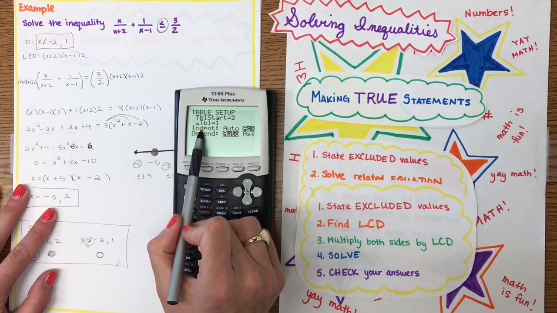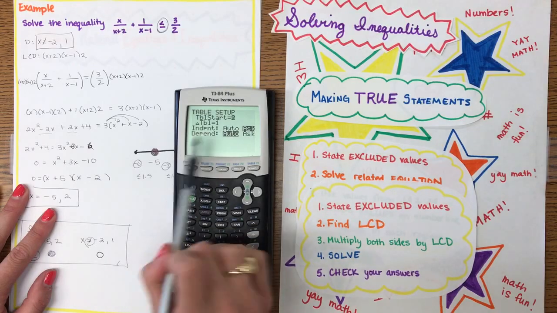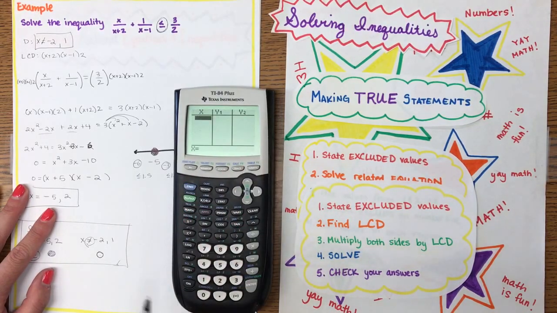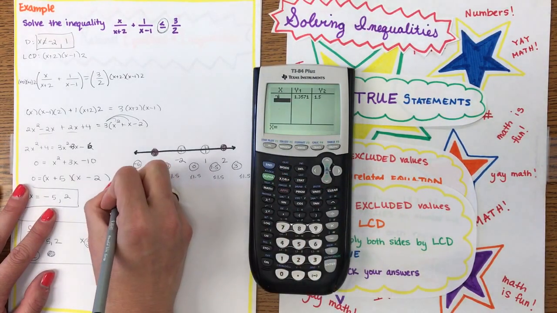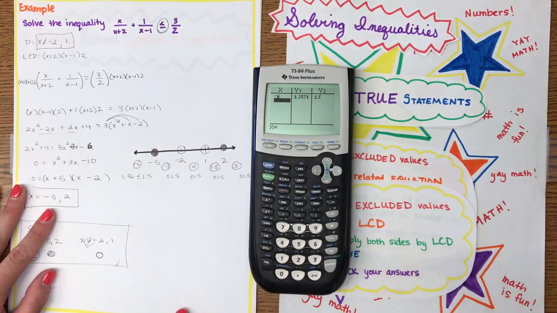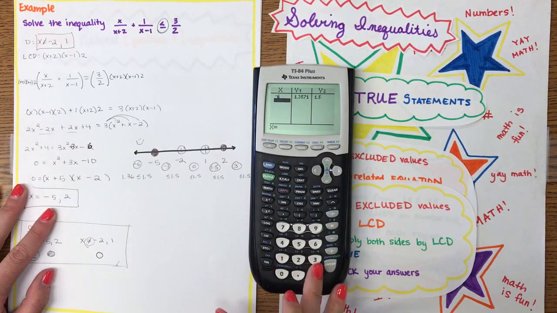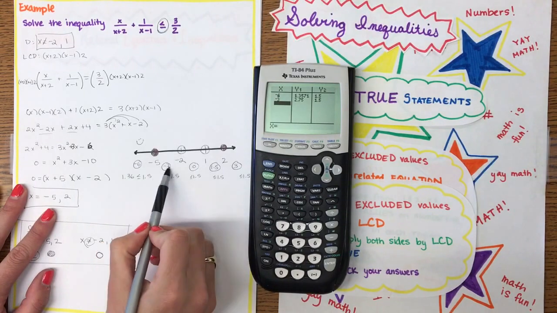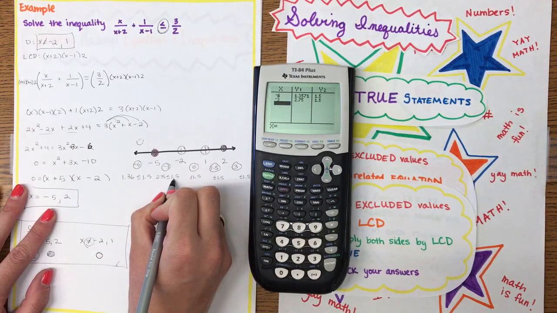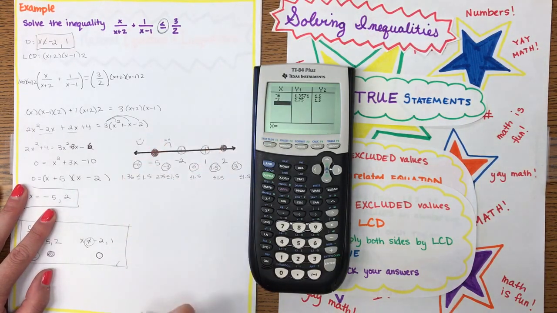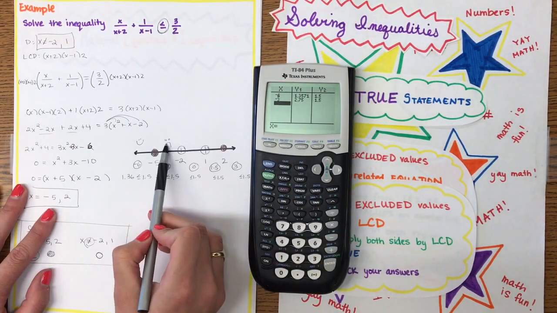My table is set for independent ask, and I did that by hitting the second button and then the window button to pull up my table setup. I set that to ask, and then I go over to my table. For an x value of -6, I have 1.36 is less than or equal to 1.5. And that is a true statement, so I'll put a happy face. If I plug in -3, so I'm plugging in these circled values, I get 2.75 is less than or equal to 1.5. That is not a true statement, so I'm seeing if this number is less than or equal to that number. Not a true statement, so that is a sad face.